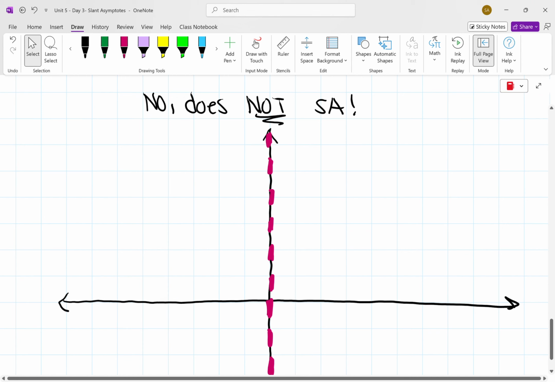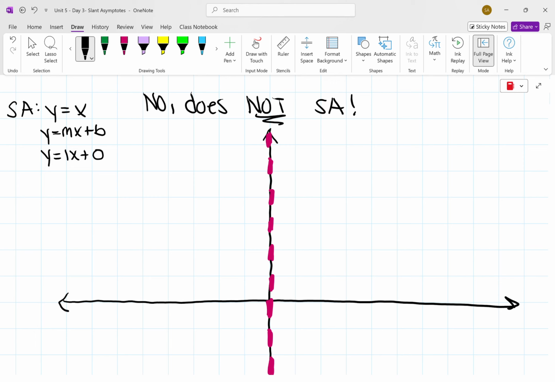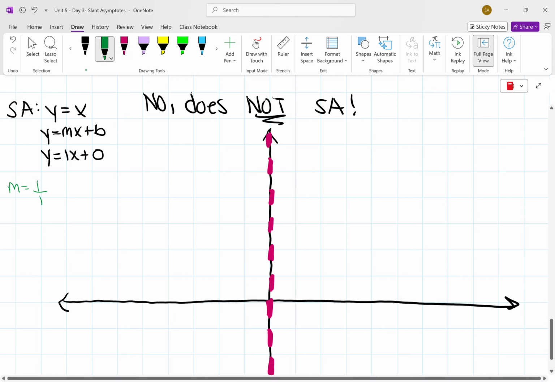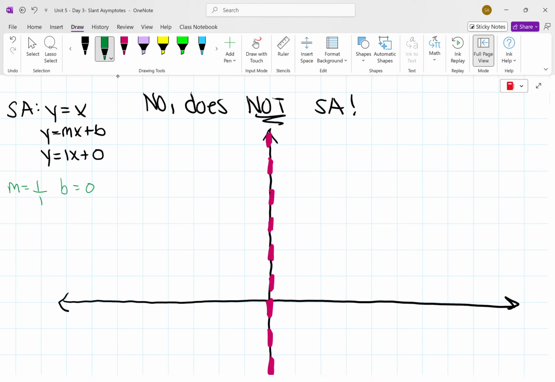Well, if you guys remember, the slant asymptote was y equals x. Well, if we're thinking of this as a line, shouldn't it be y equals mx plus b? So this is going to be y equals 1x plus 0. And in y equals mx plus b, what does b represent? The height of the... Good. It represents our y-intercept. What does the m represent? Slope. And we always write slope as a fraction. So my slope is 1 over 1, and my y-intercept is 0.